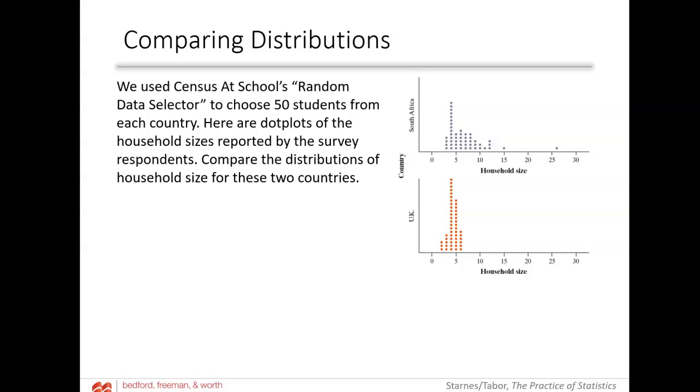To choose 50 students from each country. Here are dot plots of the household sizes reported by the survey respondents. Compare the distributions of the household size for these 2 countries. So this time, instead of describing a single distribution, we're comparing the 2. And again, context, context, context.